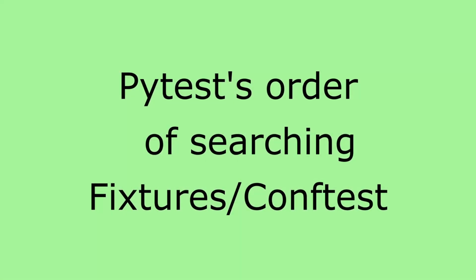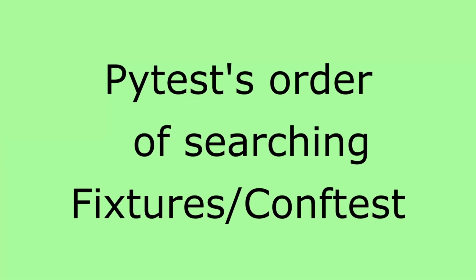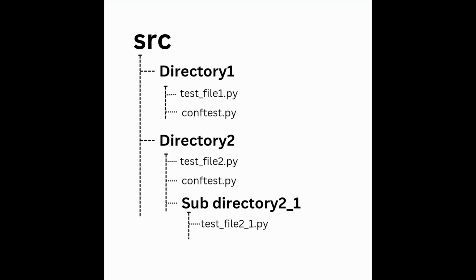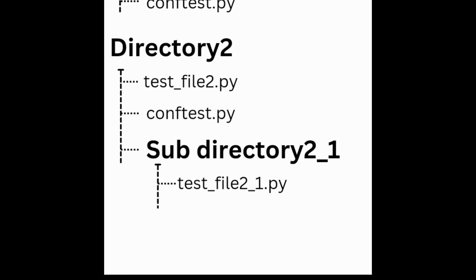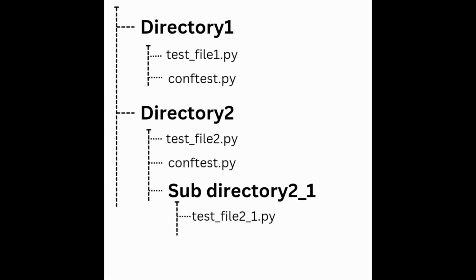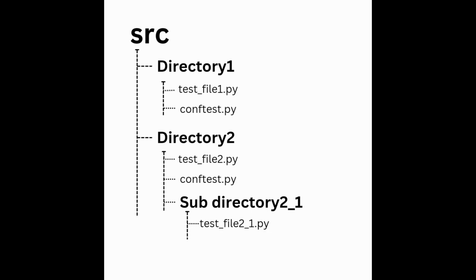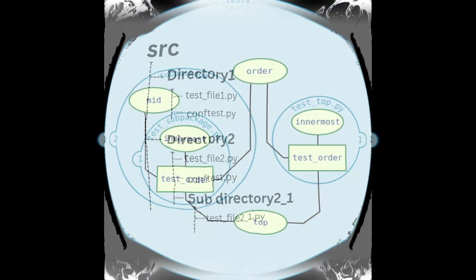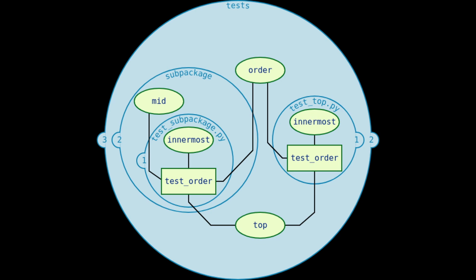Moving on, let's see how Pytest actually searches for fixtures or Conftest inside a test repository. Let's take a sample structure where we are trying to run test file 2_1 which is under the subdirectory folder. Pytest will start by searching for fixtures under the subdirectory, either in the test file or in Conftest. If not found, it will slowly move towards test directory 2, and even if it is not found there, it will move towards the source directory. This is a pictorial representation used in the Pytest documentation that talks about the order of fixture search done by Pytest.